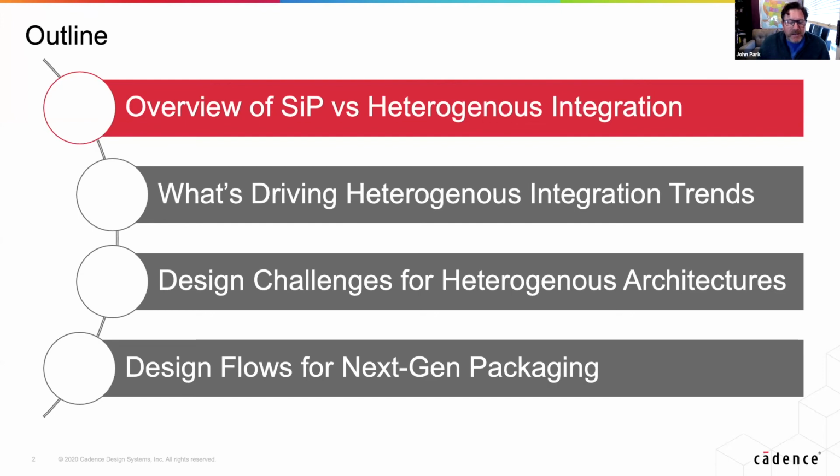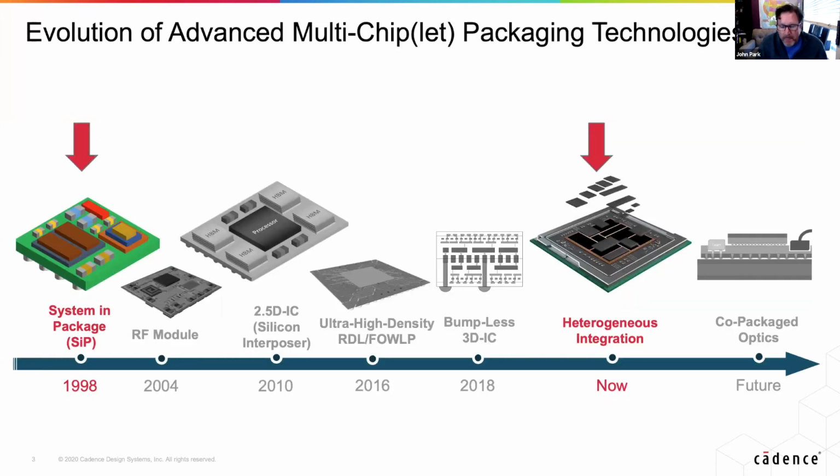So let's jump right into what is SIP and what is heterogeneous integration, and a definition of each one of those. This is a slide I use a lot. It's a timeline, not going back too far, back to the mid 90s or so, extending into the future of the different types of multi-chip packaging that's going on there. It's not a comprehensive list, but covers a lot of the big trends in packaging.